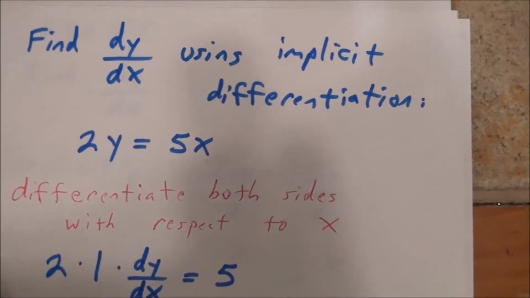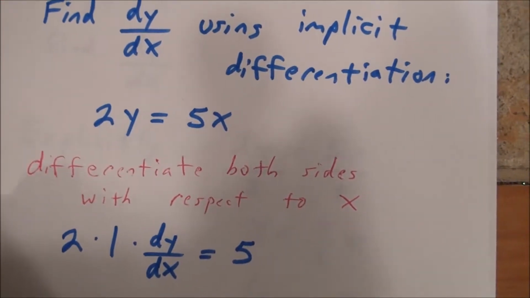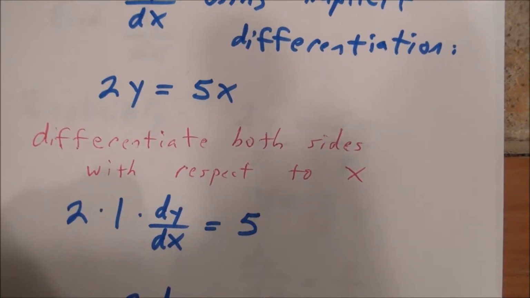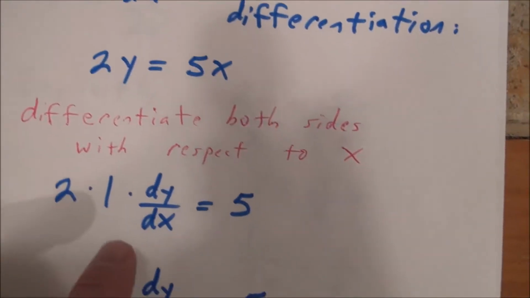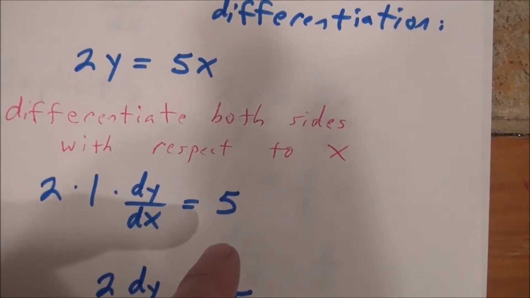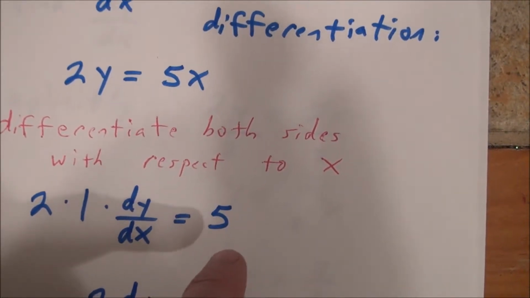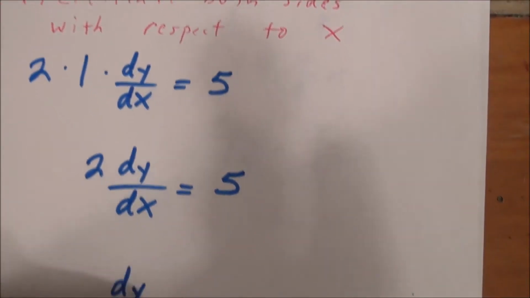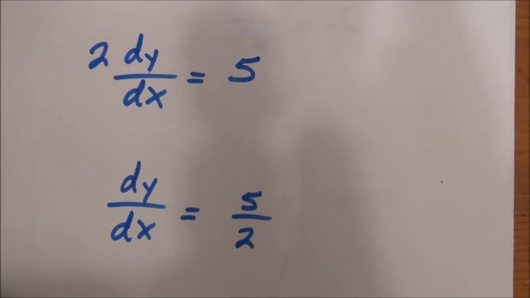So what we do is we differentiate the left side with respect to y, and then we convert that to differentiation with respect to x by multiplying by dy/dx. And then the right-hand side, differentiated with respect to x, is 5. Well, then if we solve for dy/dx, we divide both sides by 2, and we still end up with dy/dx equals 5/2.